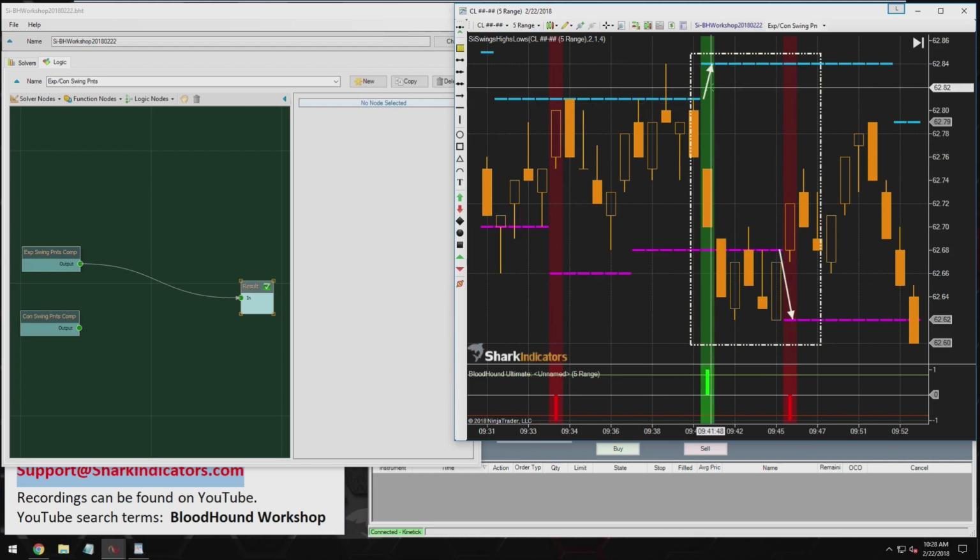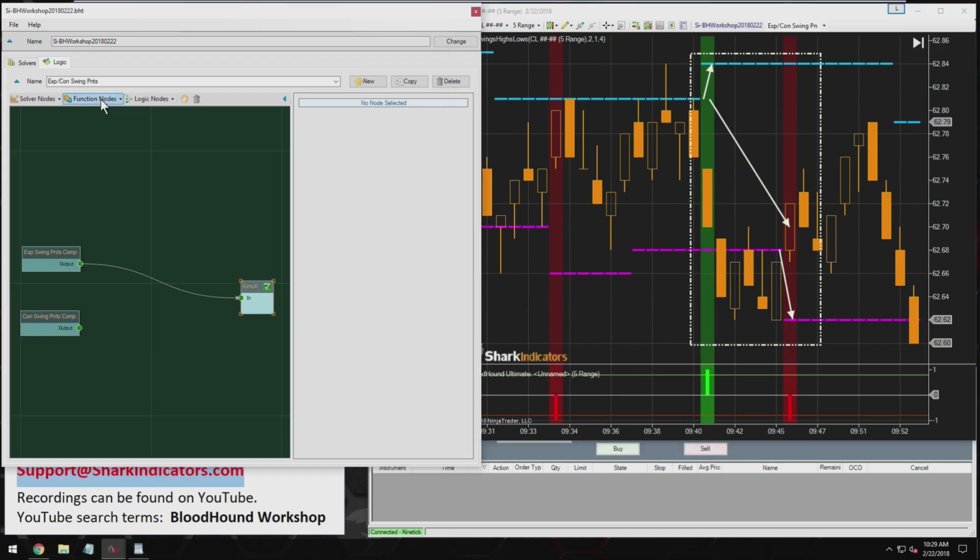How do I say this? Connect the swing high expansion to the swing low expansion. So in other words, we need to take the expansion of the swing high and extend it forward until the swing low has time to expand. There are a couple of ways we can do this. I could use the signal extender, or I can use the toggle node. And in this case, I'm going to use the toggle node.